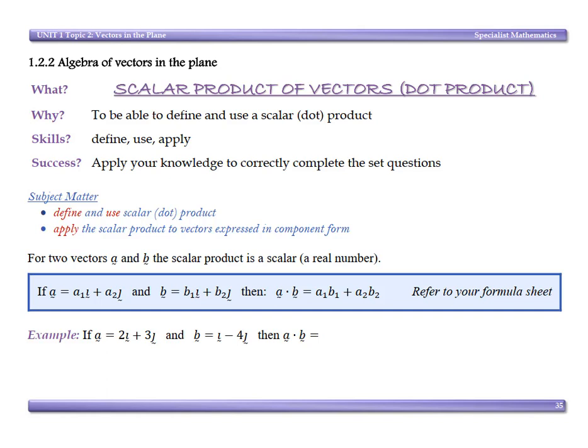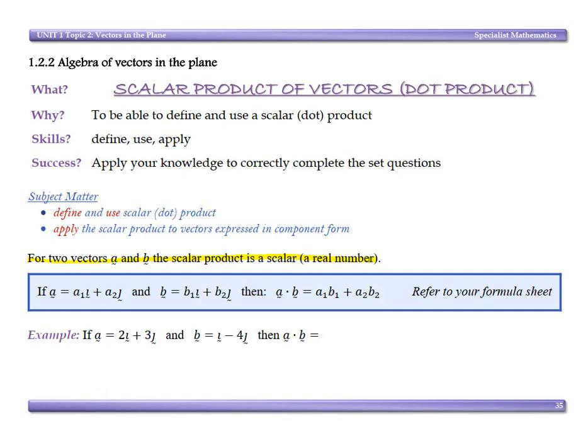This video goes through the scalar product of vectors, or what's commonly known as the dot product. Now that dot product will make more sense when you get to vector product of vectors, which is known as the cross product. Anyway, for two vectors A and B, the scalar product is a scalar.